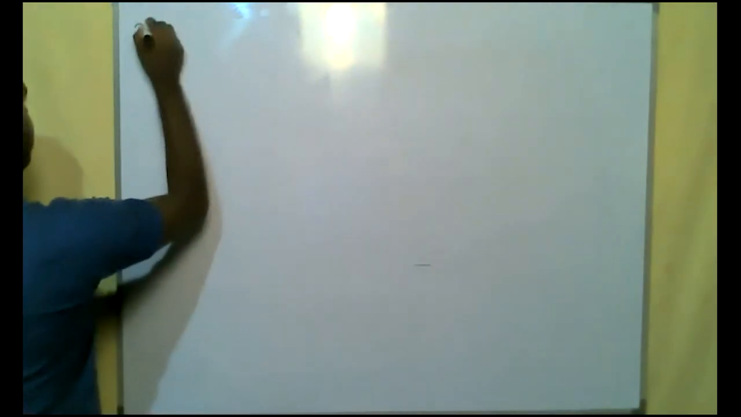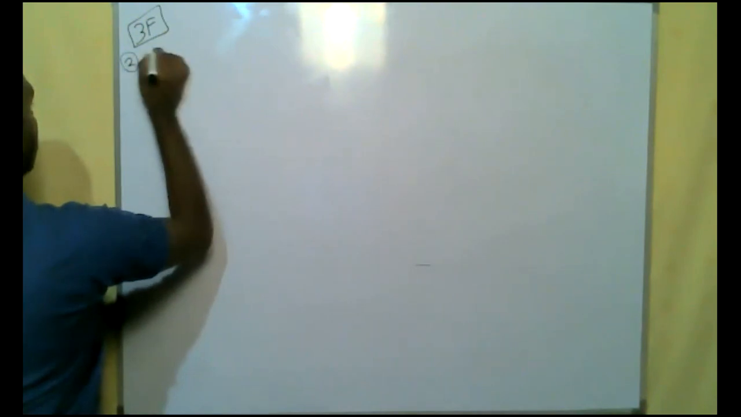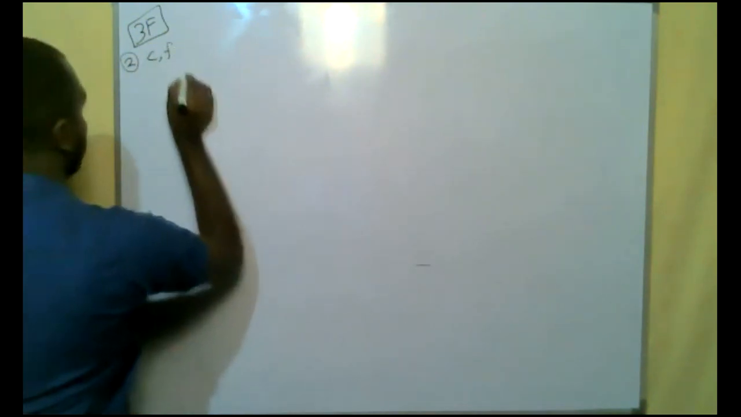Okay, so I will now do part C and F, and then we will go to question number 3. So it will be page number 51, exercise 3F, question number 2, C and F. I am going to do it now. I will first do the C part.